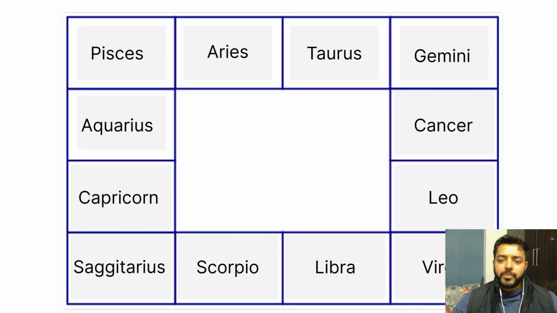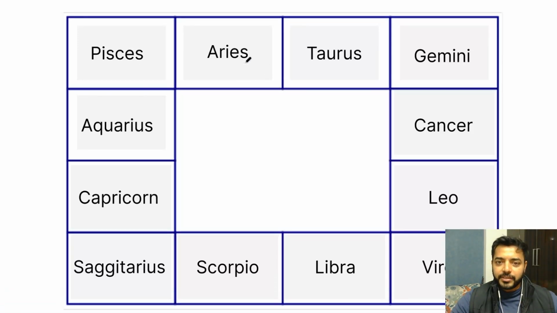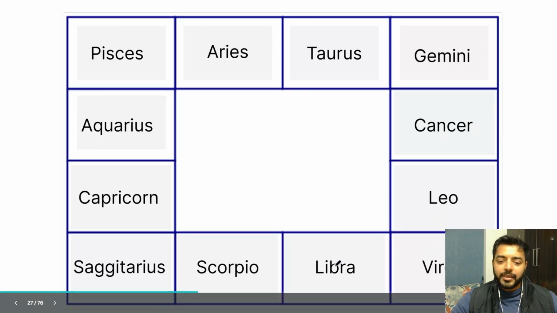Now we have 12 different boxes and 12 different zodiac signs. This is a simple Vedic astrology South Indian chart. So I'm just representing the 12 different zodiac signs in the 12 different parts of this chart. So we have Aries, Taurus, Gemini, Cancer, Leo, Virgo, Libra, Scorpio, Sagittarius, Capricorn, Aquarius, Pisces. So these are the 12 signs.